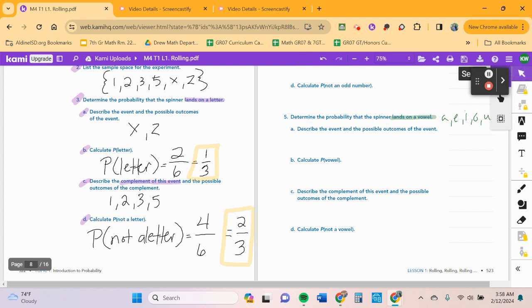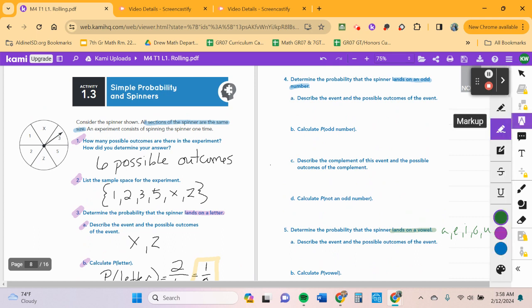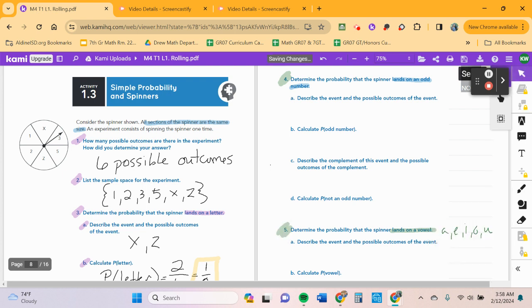So at this time, on your own or with a partner, you are completing questions number 4 in its entirety and question number 5 in its entirety. All right. At this time, go ahead and set your timer for 5 minutes max. That's as much time as you need. 5 minutes on the clock. Go ahead and calculate. Pause here.